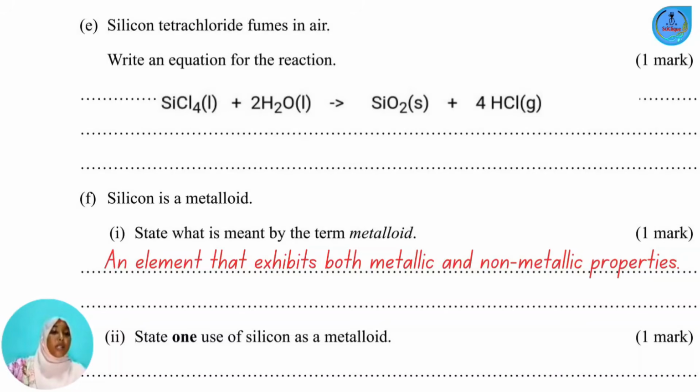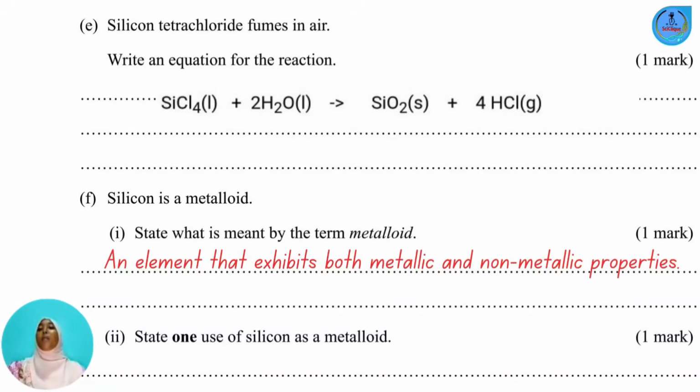Tuendelee. Oh, did I skip? Okay. I skipped, didn't I? Anyways, haya, tuendelee. So we are being told that silicon is a metalloid. Roman 1: state what is meant by the term metalloid. Now, this is an element that exhibits both metallic and non-metallic properties.